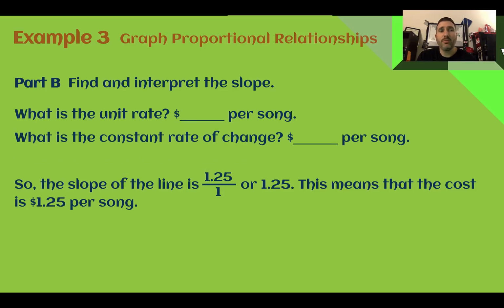Last, for part B, we're going to find and interpret the slope. Since we already found the unit rate, which was $1.25 per song, we know that the unit rate is the same as the constant rate of change, which is the same as the slope. So the constant rate of change would also be $1.25 per song, and the slope would be 1.25. And again, still meaning the same thing, it's $1.25 per song.